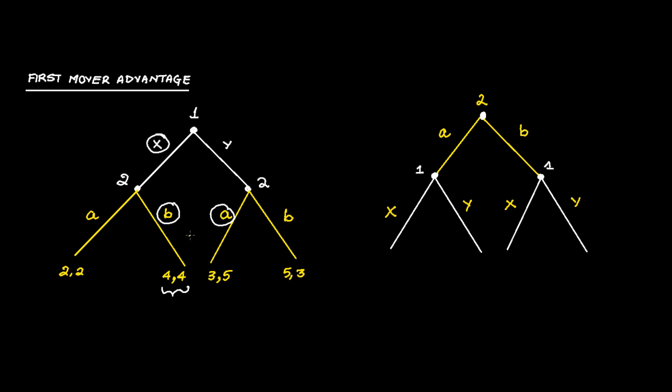Now, how will you write the payoffs? Just think about it. Player 2 moves A when player 1 moves X. Okay, so this is that same payoff, 2-2. Player 2's choice is A and player 1's choice is Y, which is 3-5.